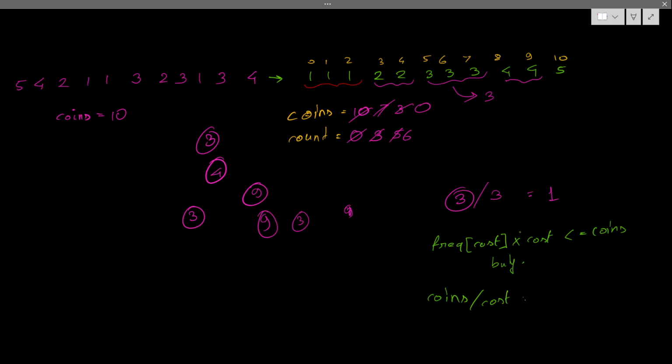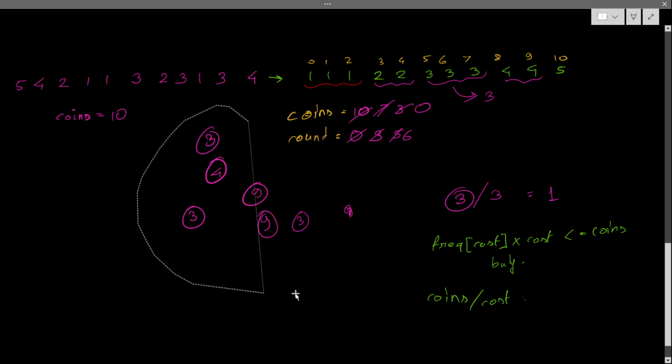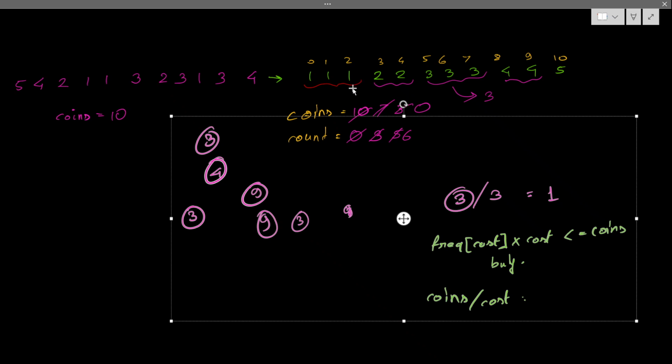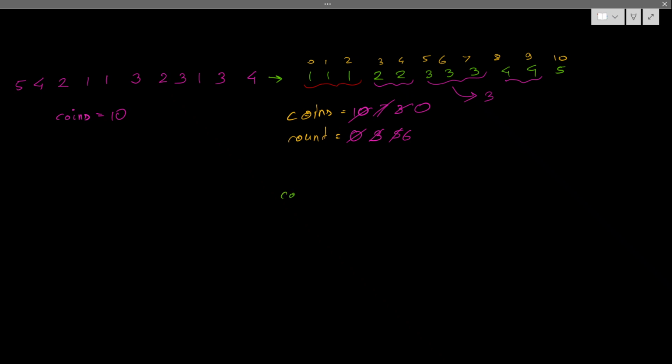There is one shorthand to check both at the same time. So how could we check both at the same time? Let's say cost is like how many quantities I can buy. I can buy one thing. See here, minimum of frequency of that cost, comma, and coins divided by cost. This is a shorthand.